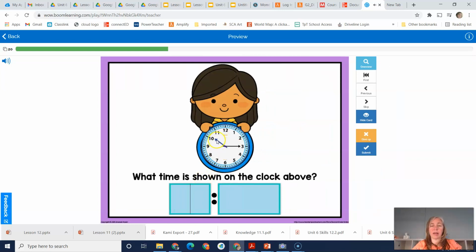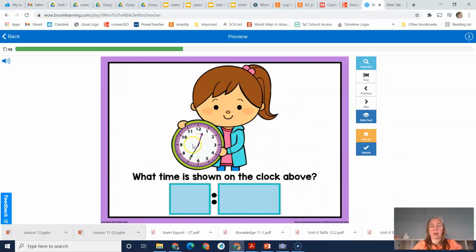The time is shown on the clock. My hour hand is between the 10 and 11, so it is 10. And again, my minute hand is pointing over here to the tick mark by the 3, so that is 15, and this is 10:15.